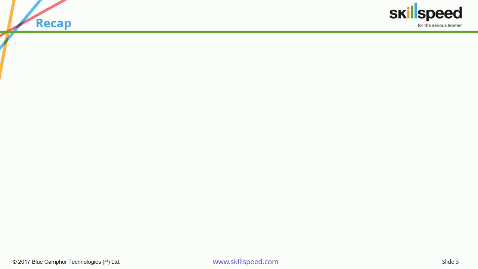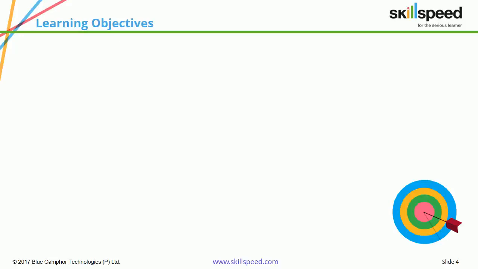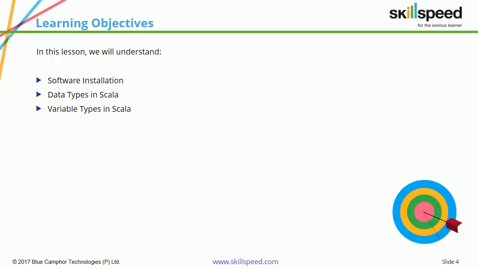Now before we proceed with the lesson, let's have a quick recap of the last lesson. So in the last lesson, we have learned about a brief history of Scala and why Scala is so special, the job trends, why someone should learn Scala, and the users and frameworks which are built using Scala. So in this particular lesson, we will be learning how to install Scala, the different data types, variables, lazy values, and control structures in Scala.